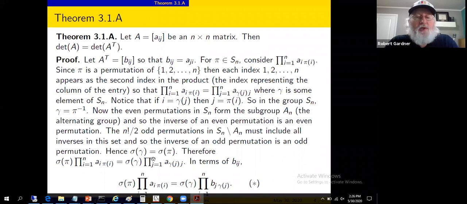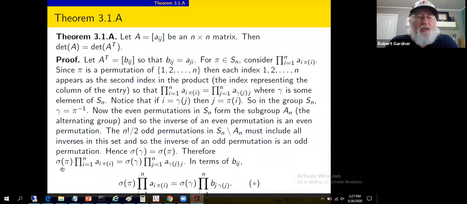So when we look at gamma and pi, if pi is even, then pi inverse, that is gamma, is even. If pi is odd, then pi inverse, that is gamma, is odd. In other words, sigma of pi inverse, sigma of gamma, is the same as sigma of pi. So this +1 or -1 that goes out front, whether we use the pi permutation or its inverse, gamma, we get the same value out.